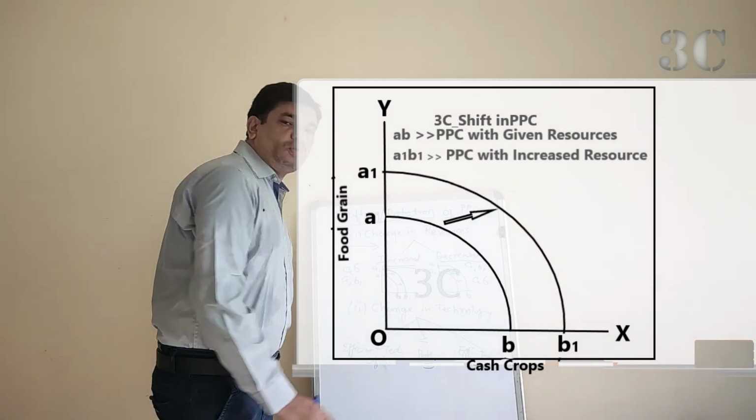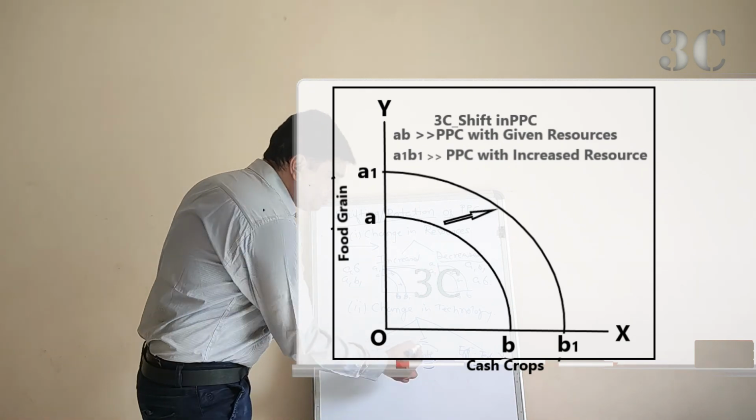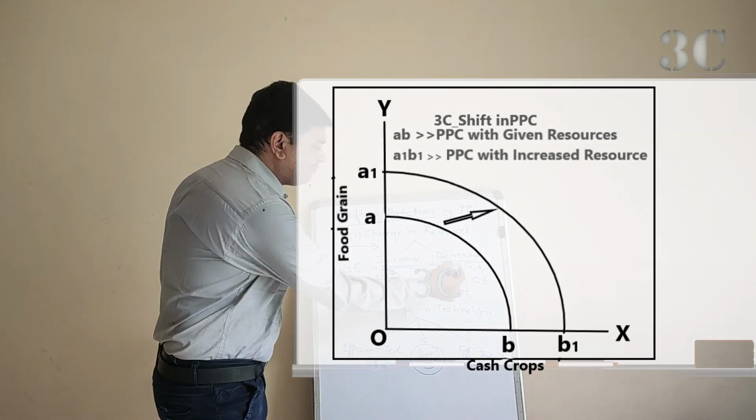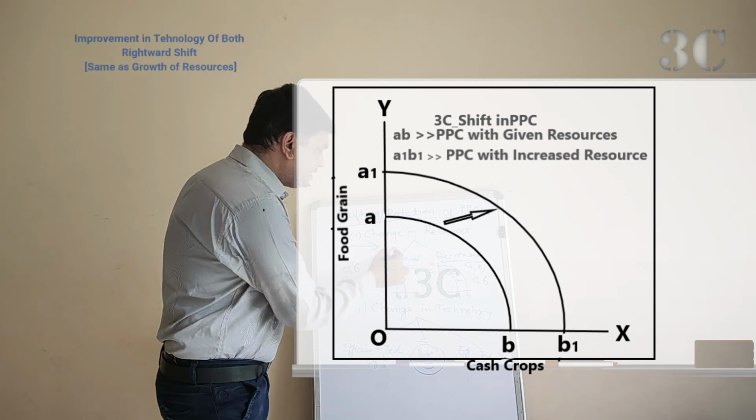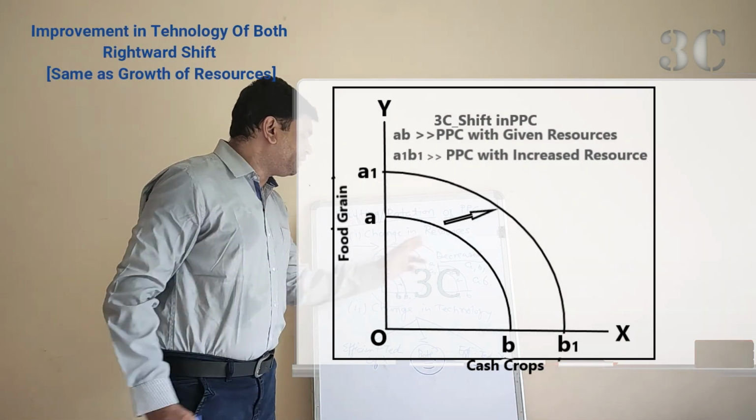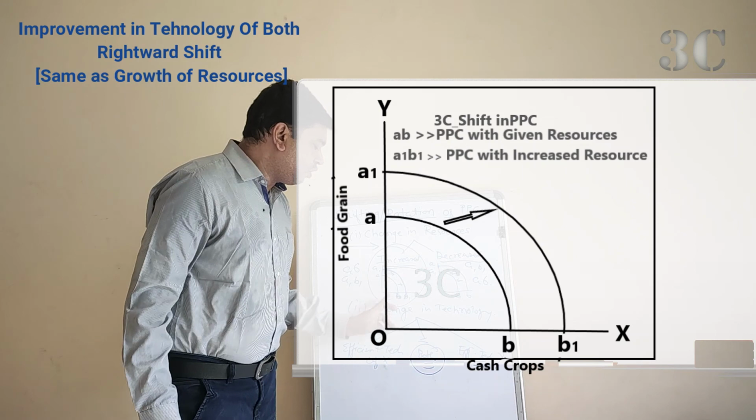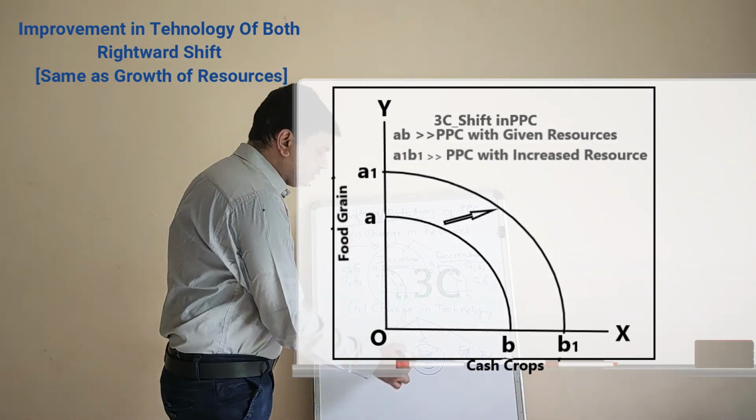Or both the technologies are efficient. So if both the technologies are efficient, it will be the same as a change in resources increase, and then it will shift towards the right.